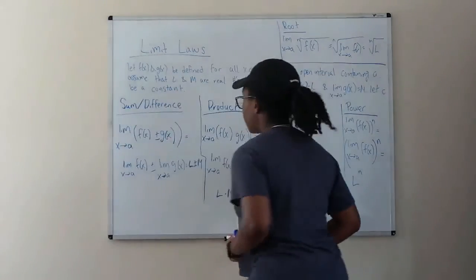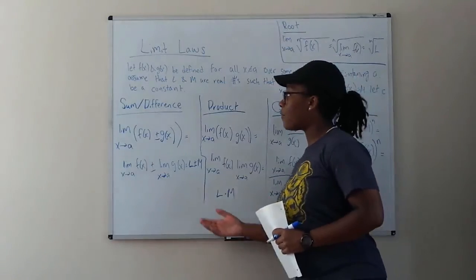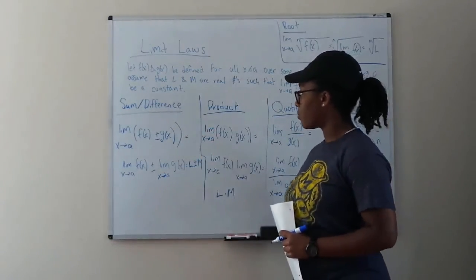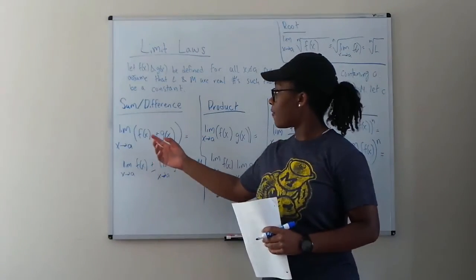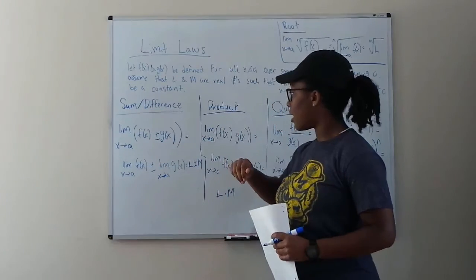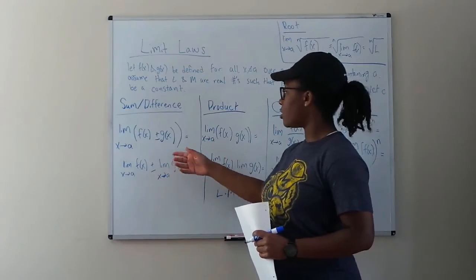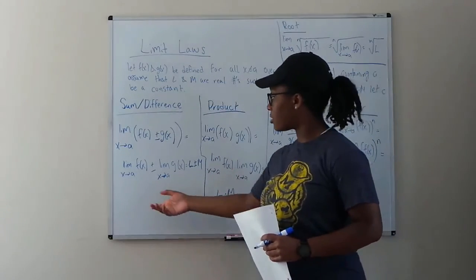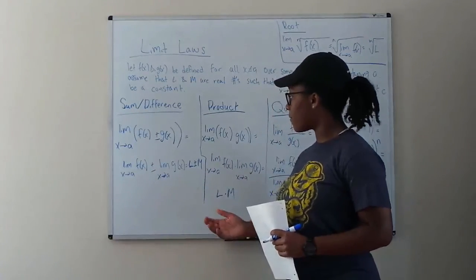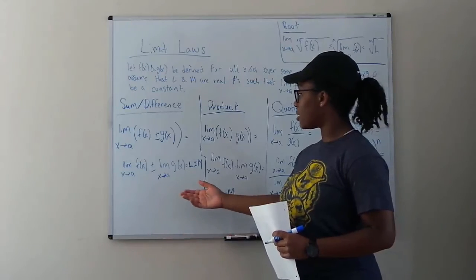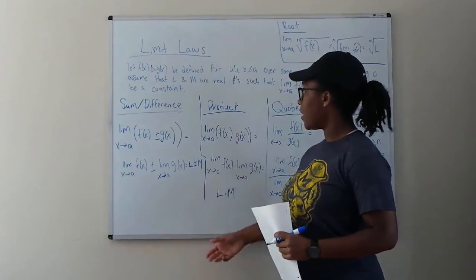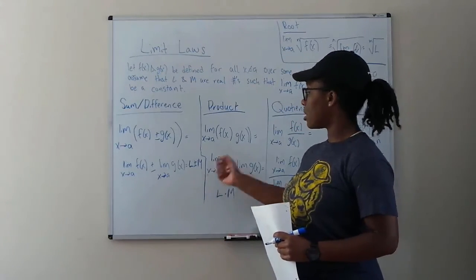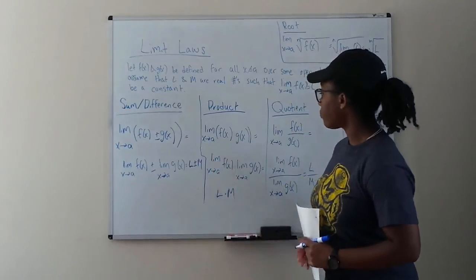Okay, so the first limit law that we have is the sum or difference law. That's just saying that if we have the limit as x approaches a of f of x plus or minus g of x, then we can actually split those up into its components. So the limit as x approaches a of f of x plus or minus the limit as x approaches a of g of x, and that'll just be equal to those limit values plus or minus each other.